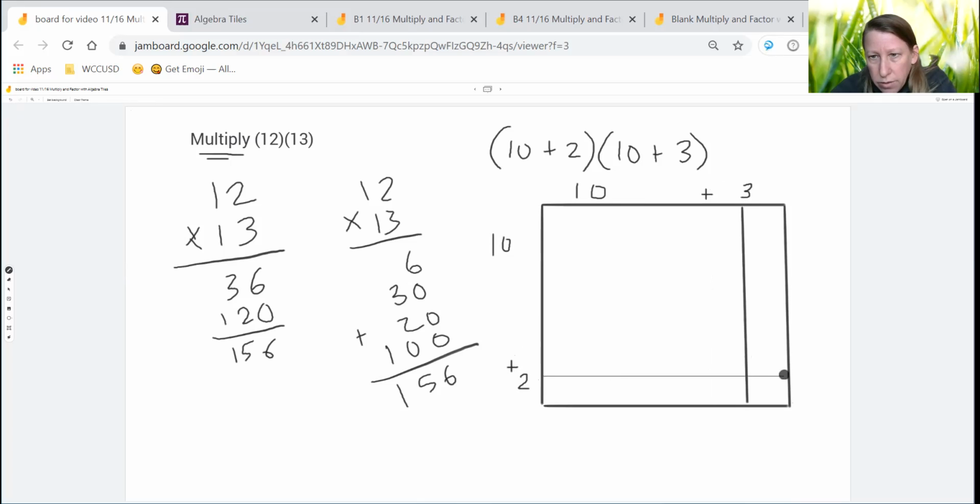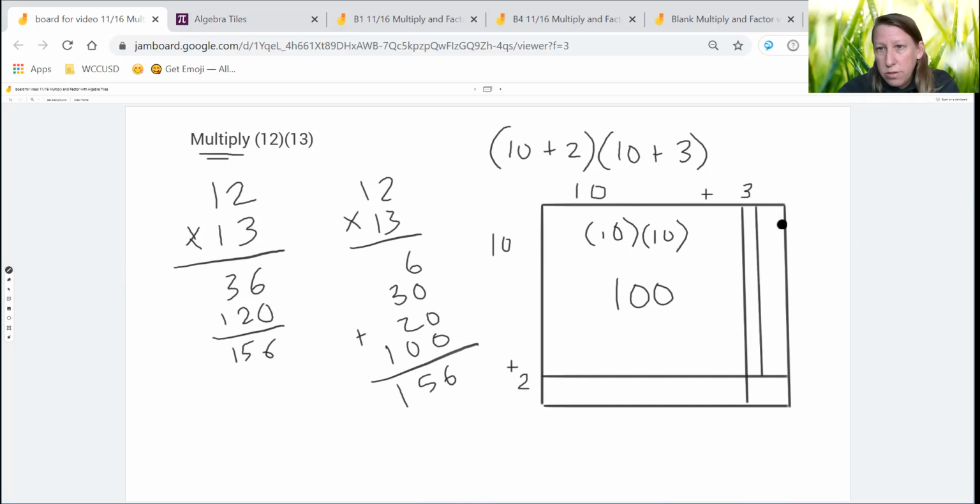2 is smaller than 3. Okay, so this is 10, and this is 2, and this is 10, and this is 3. So if I multiply 10 by 10, how many squares are in 10 by 10? That's 100. 10 times 10 is 100. Okay, how about 10 times 3?